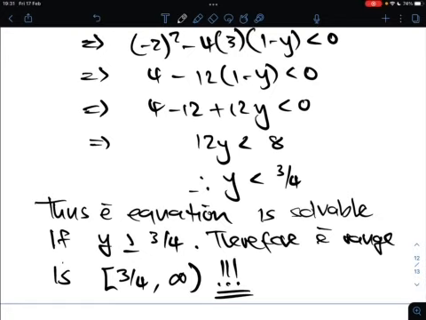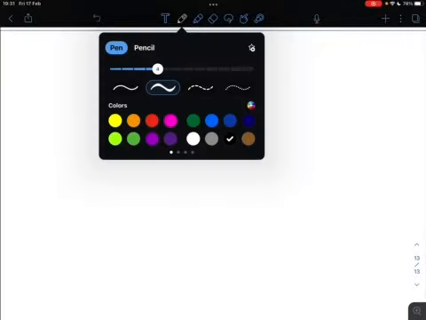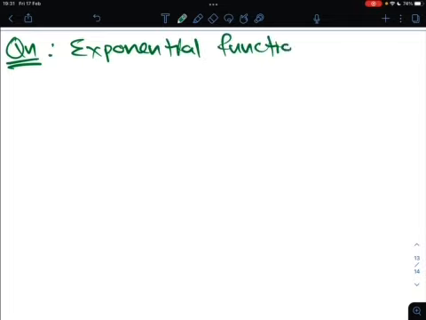Okay, so let's do another example so that we can practice this technique of finding the range and perfect it. So the next question goes as follows. This question will feature an exponential function. So it goes as follows.